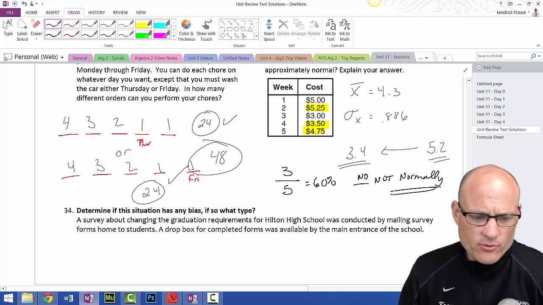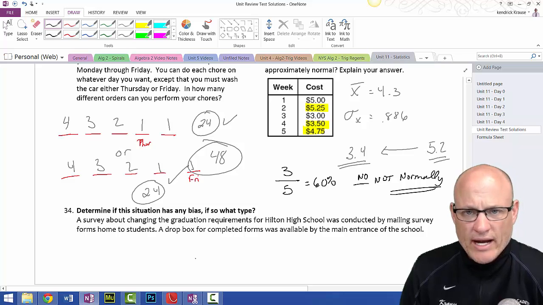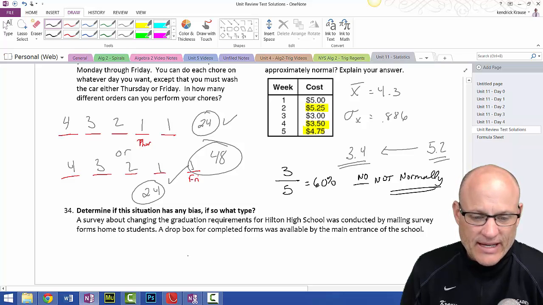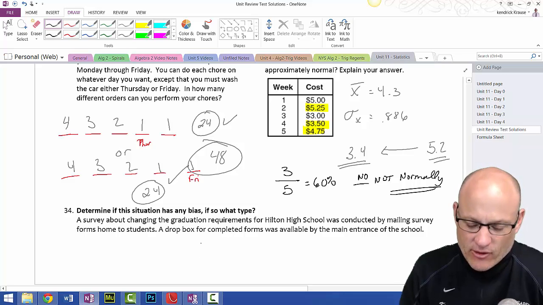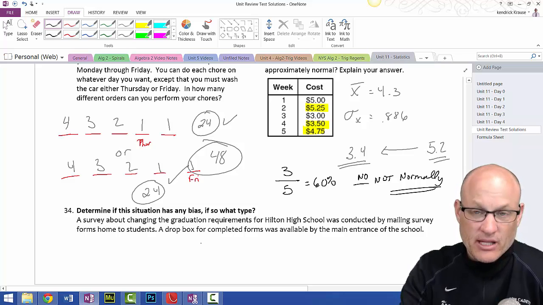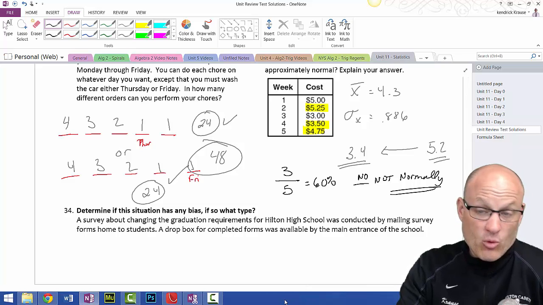Mailing survey forms home to students. Remember when you mail things home to ask people questions, who answers them? It's the bored people at home that got all the extra time. So yes, there is a non-response bias, basically, which means there's going to be a lot of people that don't respond to that survey just because they don't want to or don't have the time.